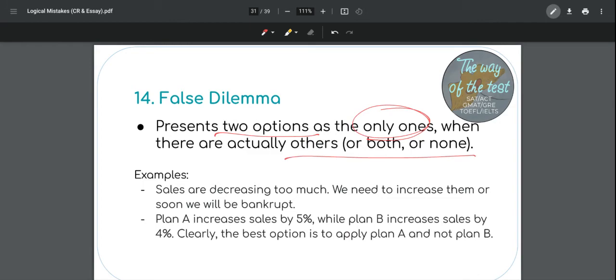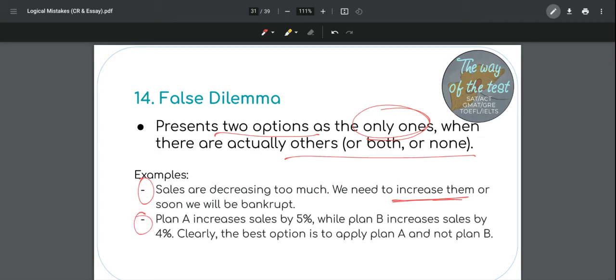An example would be this. Sales are decreasing too much. We need to increase them, or soon we will be bankrupt. Okay, maybe we don't need to increase them. Maybe we just need them to not decrease. Or maybe we need to do something else. Maybe we need to, I don't know, fire some people. Maybe we need to stop spending so much money somewhere else. Maybe we need to advertise more. We don't know, but maybe this is not the only alternative that we have.